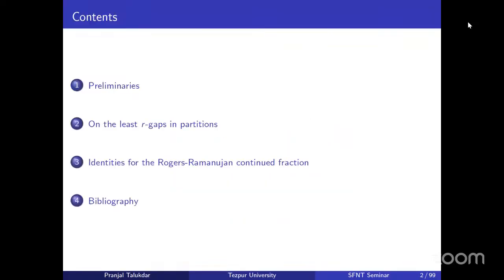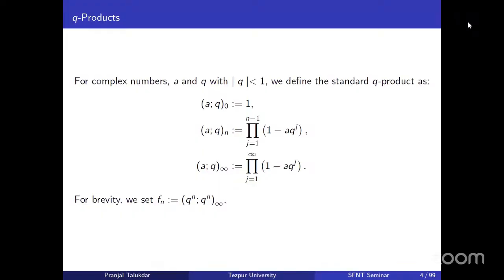So first we will look at some preliminaries, and then we will go to the main topics of today's talk. We start with the standard q-product (a;q)_n for complex numbers a and q with |q| less than 1, and (a;q)_∞ is the limiting case of it. Also, for our convenience, we take f_n to be (q^n;q^n)_∞.